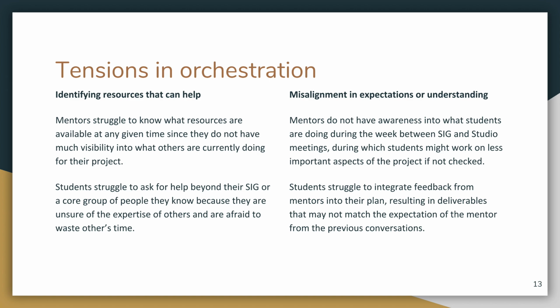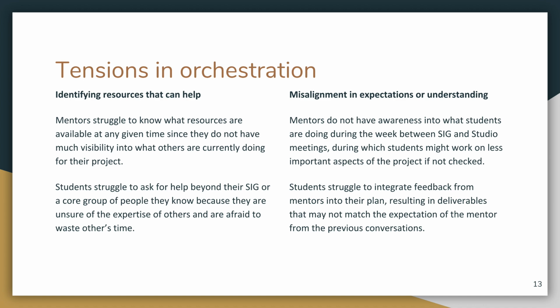Another tension that was found was that there's often a misalignment between the expectations or understanding that a mentor or a student may have. In one way, this manifests itself so mentors don't really have an awareness into what students are doing week to week between SIG and Studio, which can cause students to work on things that aren't actually the most important aspects of their project. And they can't get checked until the mentor sees them during SIG or Studio and asks them what they actually did during that week. And so this can lead to some wasted work or potentially work towards something that isn't actually important for a project at the time.